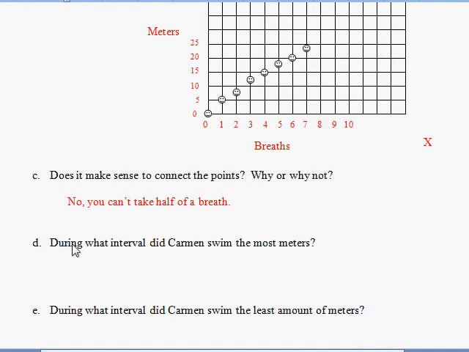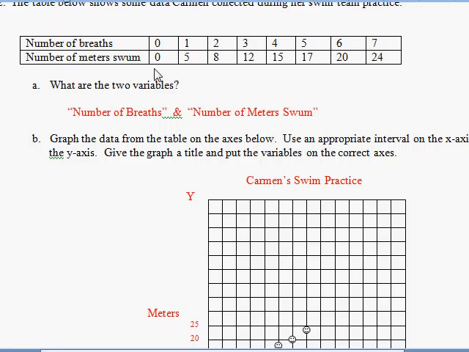Next question says, during what interval did Carmen swim the most meters? Now you can look here and you can tell your intervals here, but this is kind of difficult, so another way of making the judgment call is to scroll up and look at your table. Between 0 and 1, she swam 5. Between 1 and 2, 3. Between 2 and 3, 4. Between 3 and 4, 3, and so on and so forth. So when you look at them all, it's actually between 0 and 1.